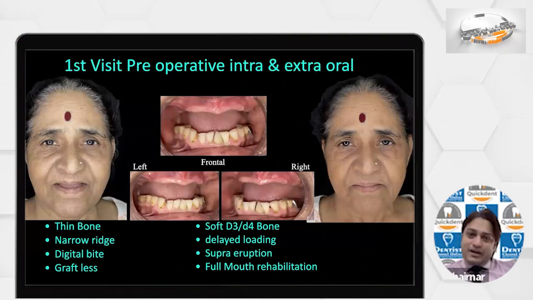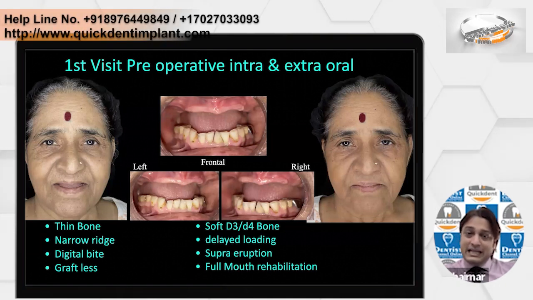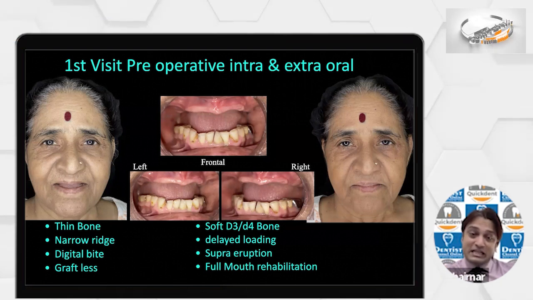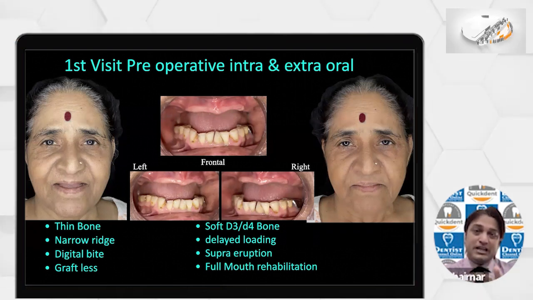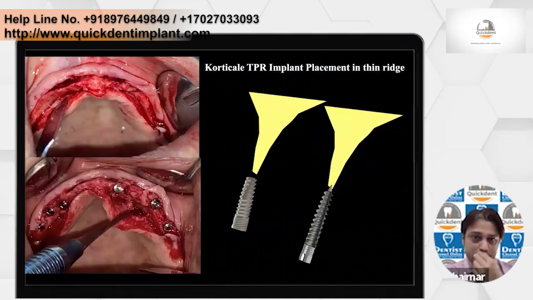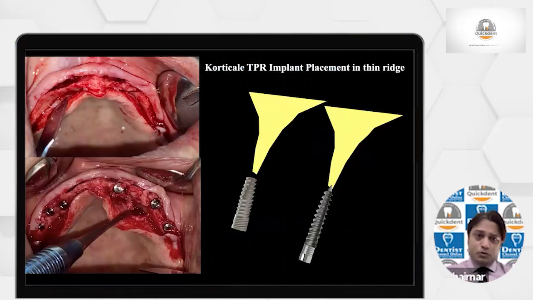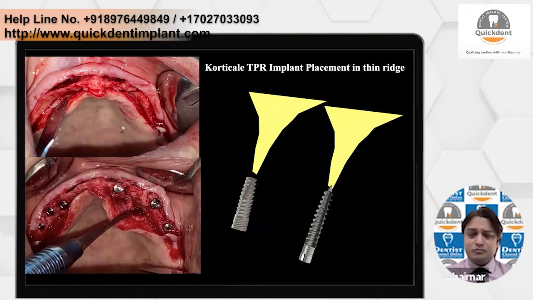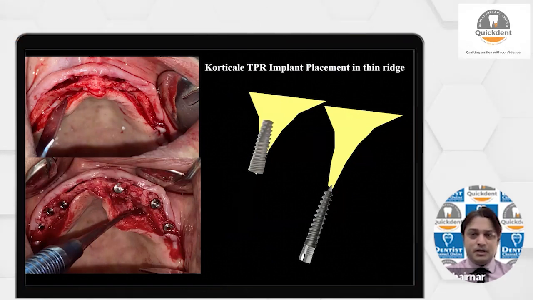Now I'll show you one more case where the bone was absolutely thin, but in this case we didn't do immediate loading, we did delayed loading. How we did it here, we didn't use any kind of guides. You can see the bone after reflecting, see the thin bone. Because the bone was thin and also soft in nature, we decided to wait for a certain period of 2 months, and we placed TPR implants.